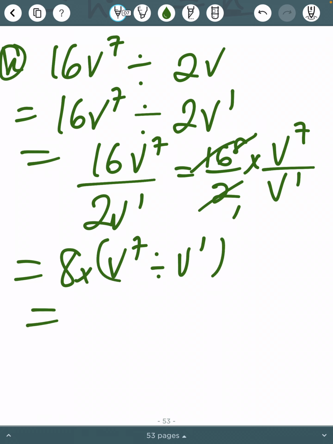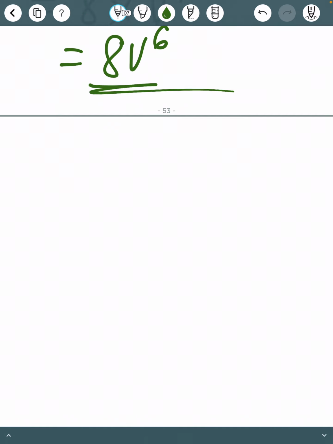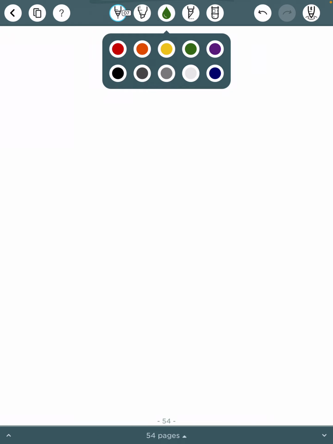I can put brackets if I like. That will give me 8 times v raised to power 7 minus 1. 8 times v raised to power 6. 8v raised to power 6. Let's go to question I.